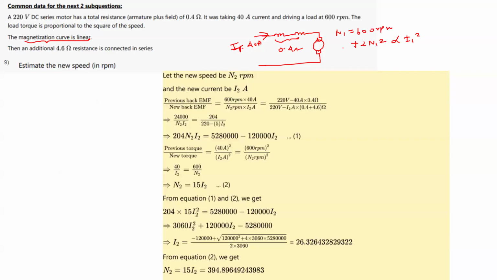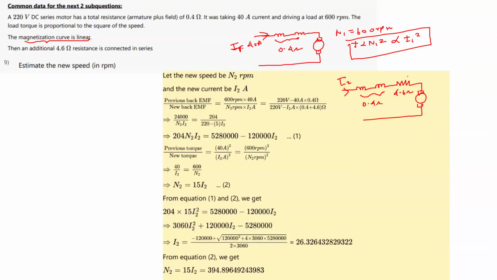So this is one set of equations which we have. Now in the next case, they are saying that an additional 4.6 ohm resistance is connected in series. So this is 4.6 ohm in series, and this is 0.4 ohm. Now estimate the new speed. In the next case, let us say the current drawn is I2.